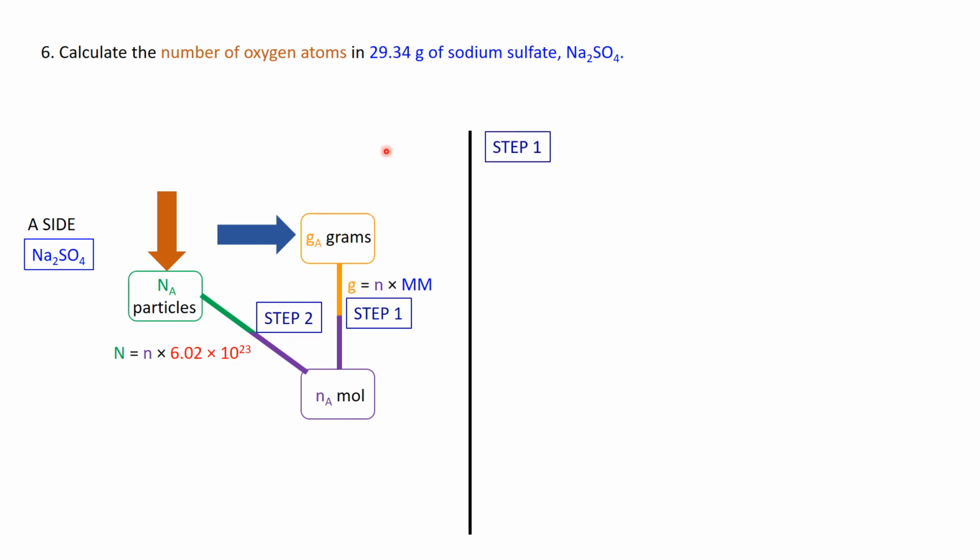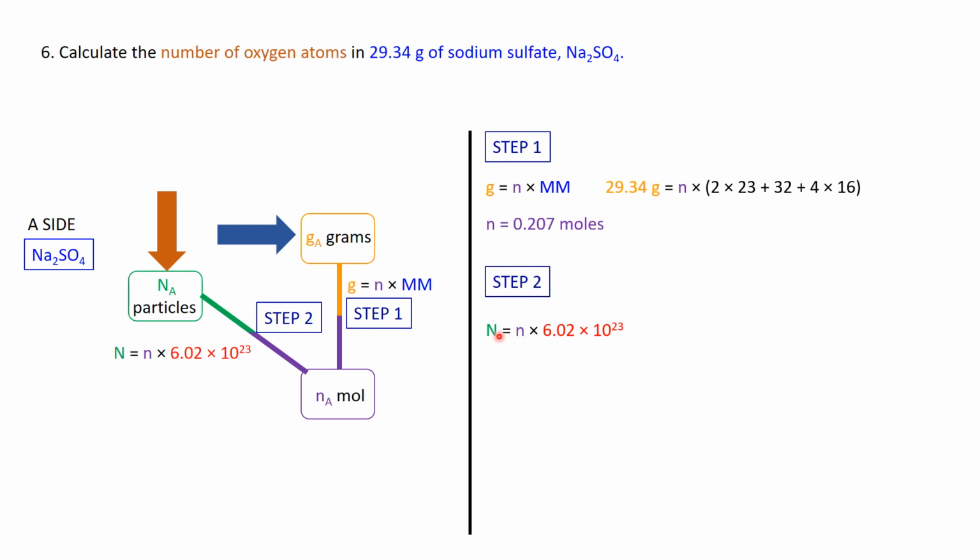First step, going from grams to moles, done that many times now. Note grams, 29.34 grams, moles, molar mass of sodium sulfate, 2 times 23, plus 32 for the sulfur, plus 4 times 16 for the oxygens. I'm not going to dwell upon molar masses after probably the next question. I'll assume that by this stage you're really, really good at them. But anyway, punch that in, we have 0.207 moles of sodium sulfate. Now, step 2 is, of course, particles is moles times 6.02 times 10 to the 23. Throw in the moles, 0.207, and that gives us 1.25 times 10 to the 23 particles.